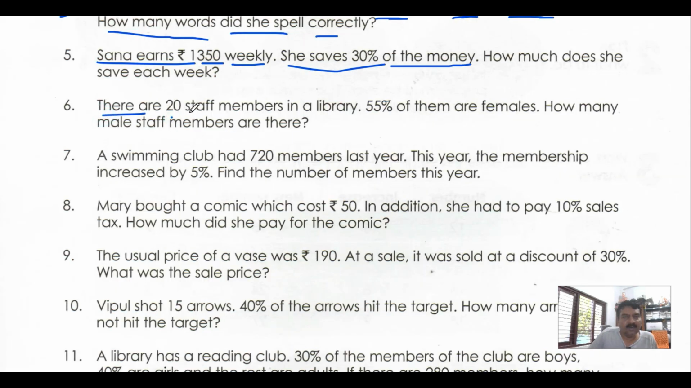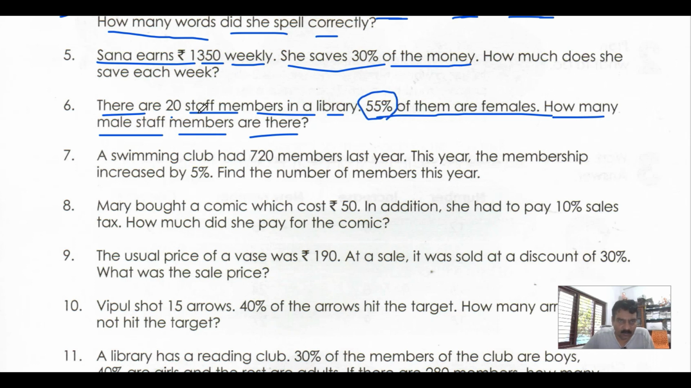There are 20 staff members in a library. 55% of them are females. The question here is different. How many male staff members are there? So 55% are your females out of 20. But it is asking how many male staff members, not percent. So we have to find out.